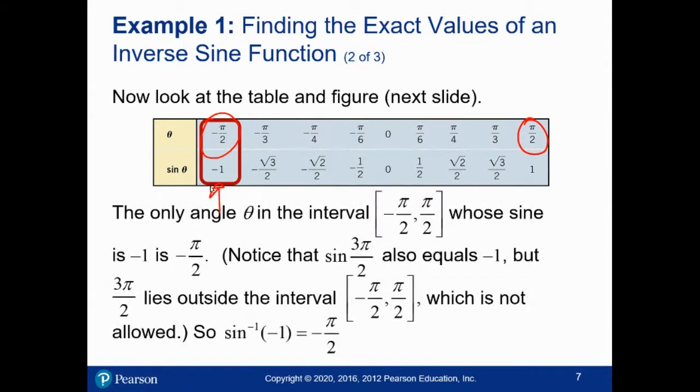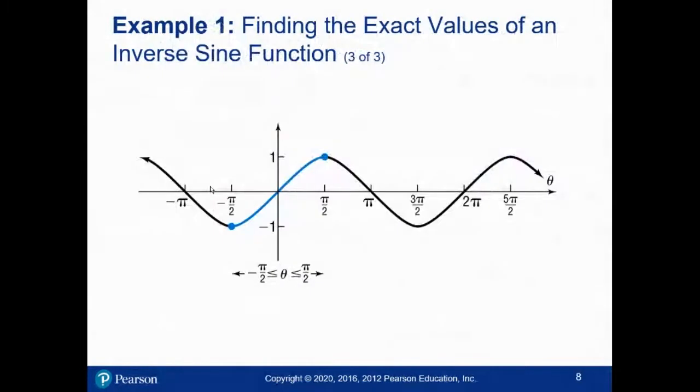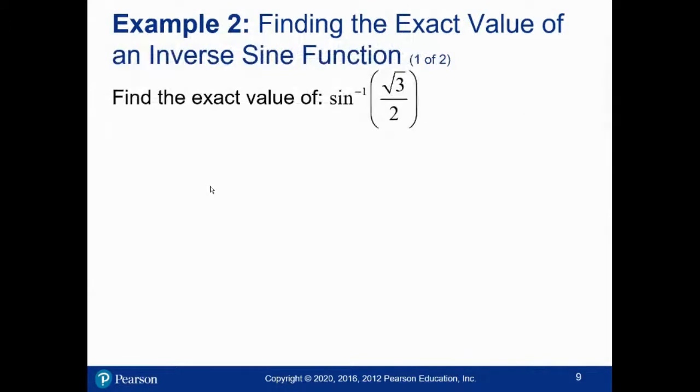So the only angle that we're considering whose sine is -1 is -pi over 2. And as I remarked on the previous slide, there are other angles whose sine is -1, but we're only looking for an angle between plus or minus pi over 2. And this is just another picture of the sine curve. Just pointing out again that the angle in the restricted domain whose sine is -1 is -pi over 2.